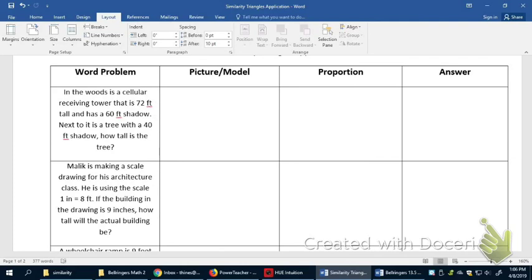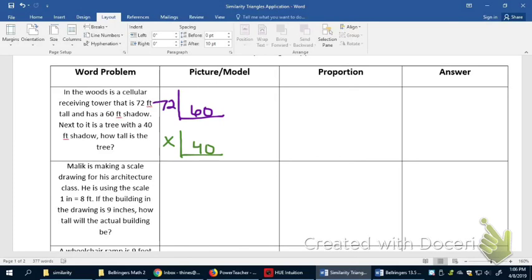Okay, so we can draw really great pictures, or we can just draw pictures enough to get us through. So the first block, I'm going to draw a picture. I have a tower, and it's 72 foot tall, and it has a shadow of 60 foot. Then we have this tree. We don't know how tall the tree is, but I know that the shadow of the tree is 40. And it's asking me for how tall the tree is, so it's asking me for x.